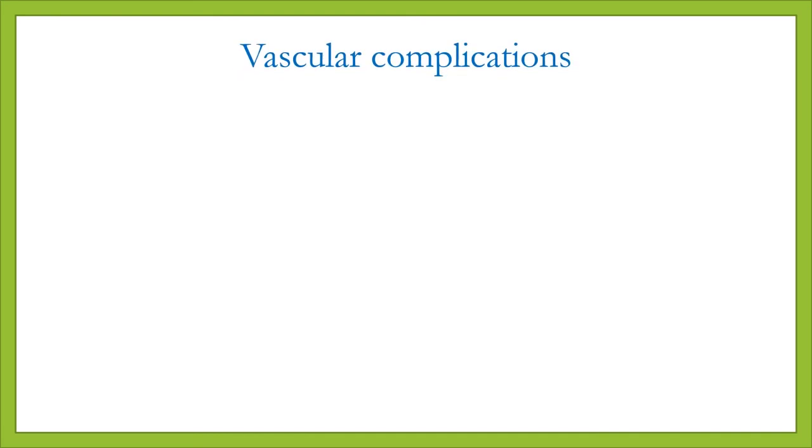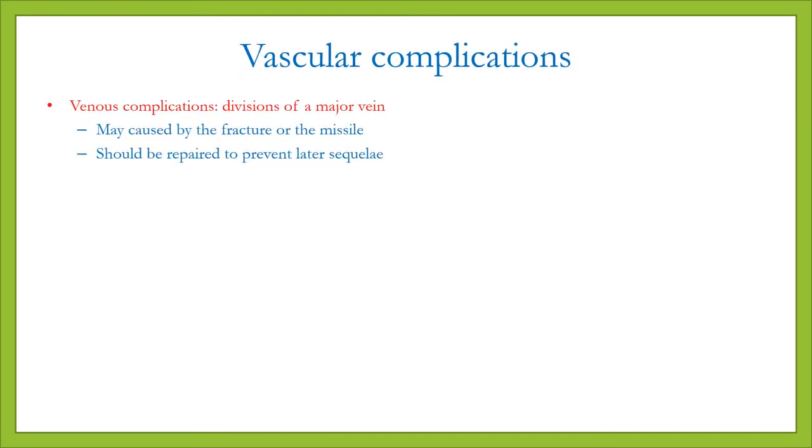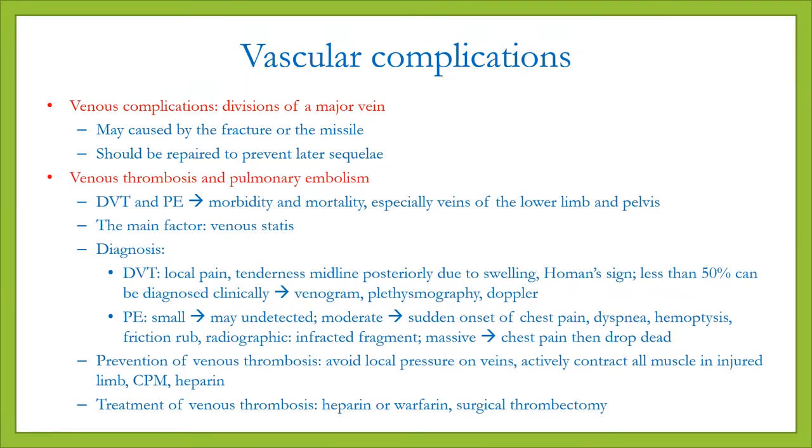Venous complication. Division of a major vein, which may be caused by the fracture or the muscle, should be repaired to prevent later sequelae. Venous thrombosis and pulmonary embolism, DVT and PE, cause morbidity and mortality, especially in veins of the lower limb and pelvis. The main factor is venous stasis. Diagnosis of DVT: local pain, tenderness, midline posterior swelling, common signs; less than 15% can be diagnosed clinically.